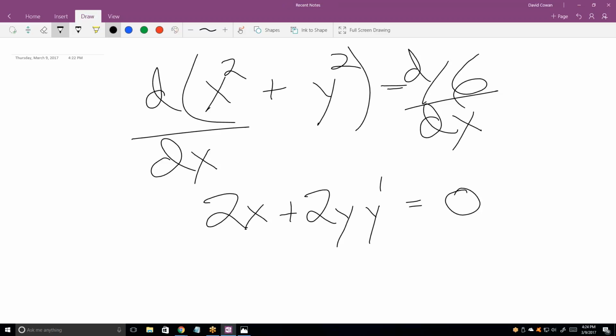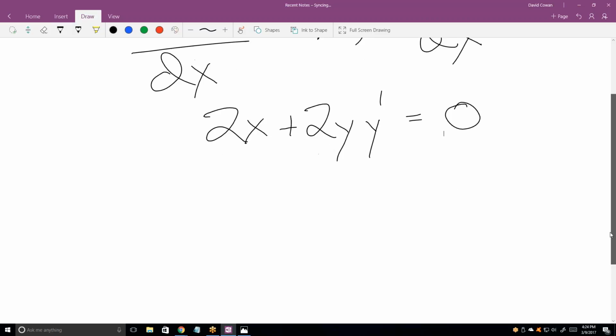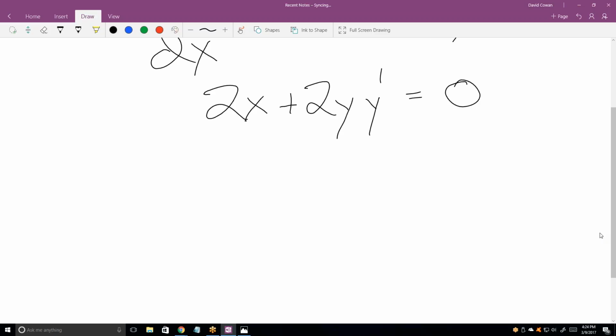The derivative of any constant is 0, regardless of what you're differentiating it with respect to. Okay, now solve for y prime. What's the first step? Subtract 2x from both sides. Okay, so I got this.